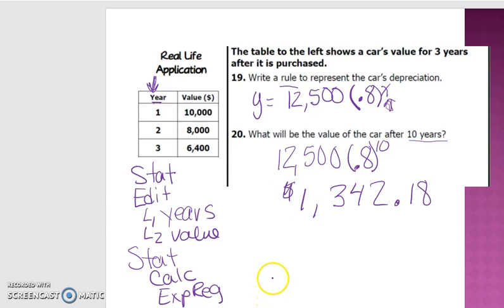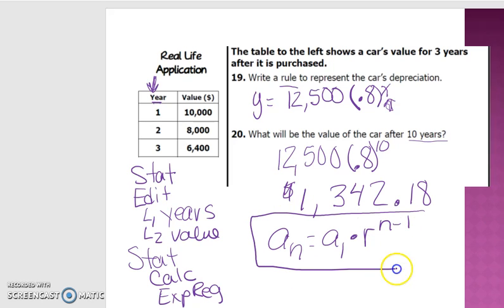Okay? So you're going to use your stat calc, and then you're going to use your exponential formula for geometric series. Remember, that is a sub n equals the first term times the rate to the n minus 1, and that's what we're going to be working with. Okay? So, good luck.